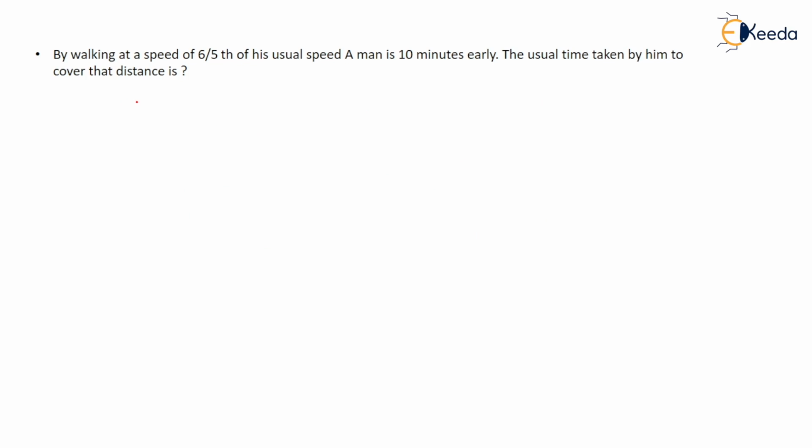By walking at a speed of 6 by 5 of his usual speed, a man is 10 minutes early. Okay, the usual time taken by him to cover the distance is asked to you. So suppose this was his new speed, and this is his old speed. So new speed is 6 and old speed is 5, right?